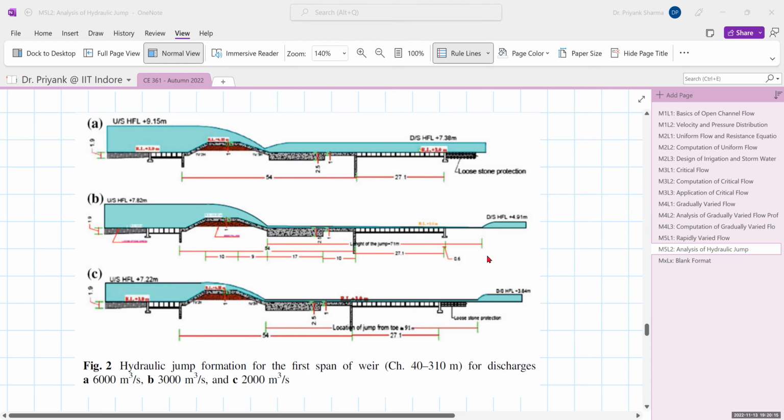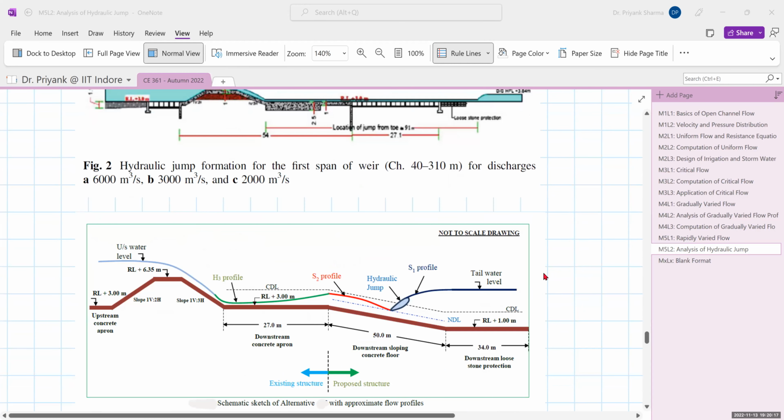So what we propose is an alternate solution: to shift the jump upstream, you should raise the downstream water level so that the jump is shifted upstream towards the glacis. The suggestion was that this is the existing structure till the concrete floor of 27 meter. Below that you have concrete blocks, which may be displaced and replaced by a downstream sloping concrete floor. We are providing a 1 in 25 slope of the concrete floor, and this will ensure that the hydraulic jump forms here, and the downstream loose protection is also provided in the form of a launching apron.